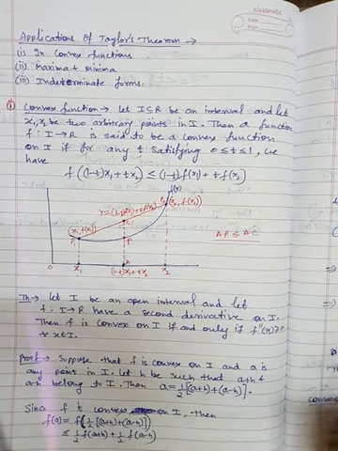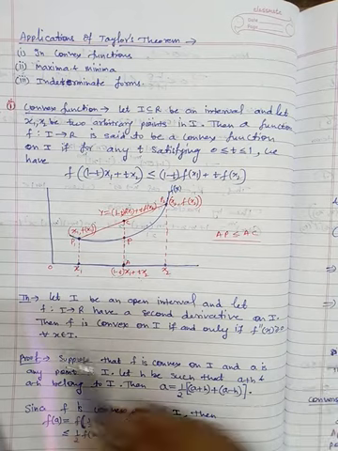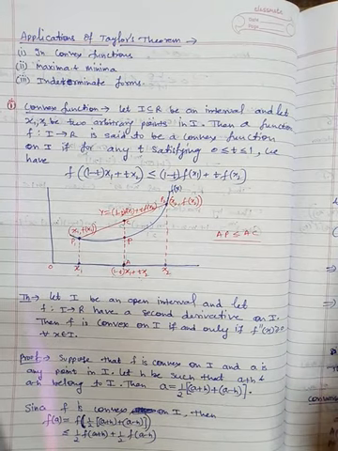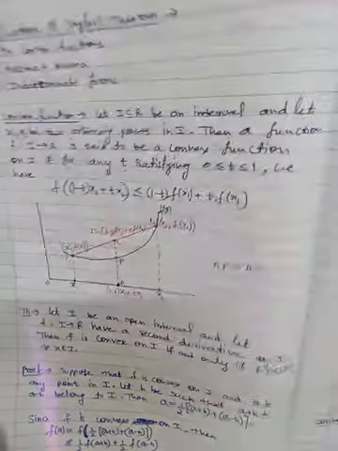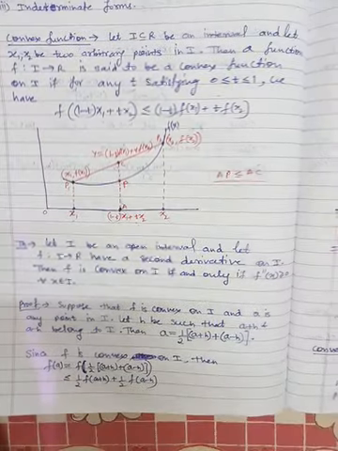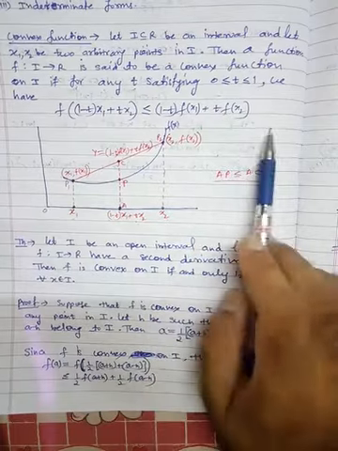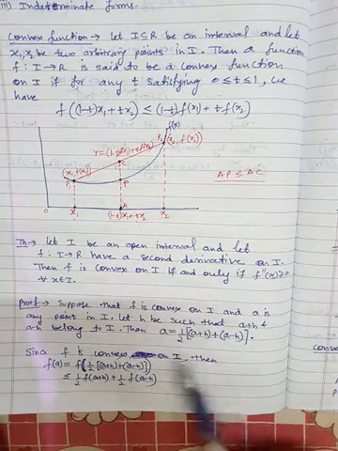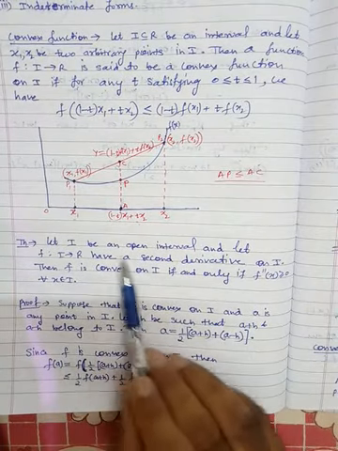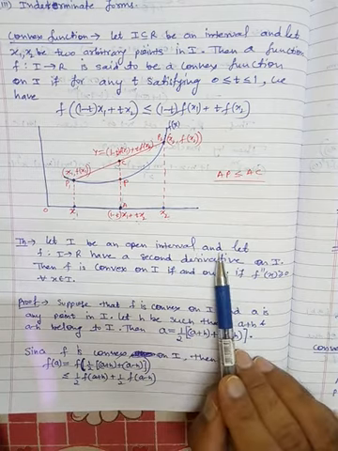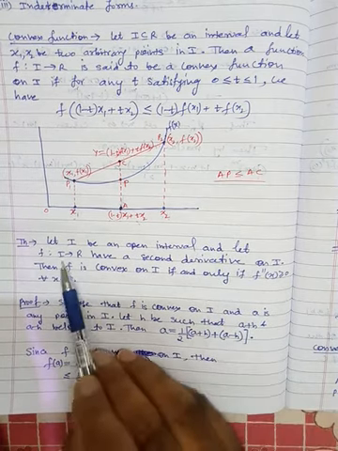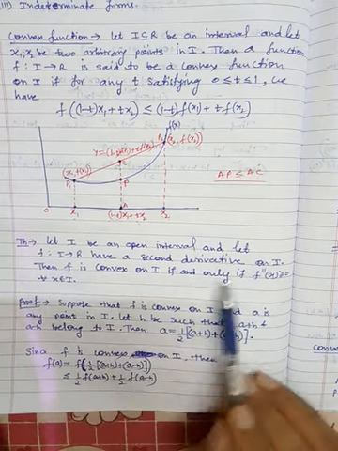I hope you understand. Now we have a theorem, the condition of a convex function. What is the condition? How to check whether the given function is convex or not? One way is to check this, another way is this definition. Let I be an open interval and let f from I to R have a second derivative.